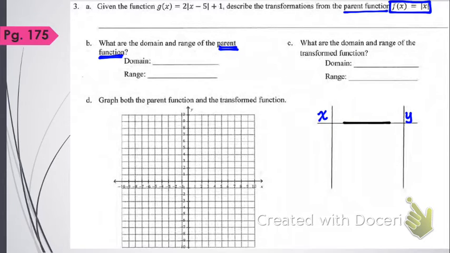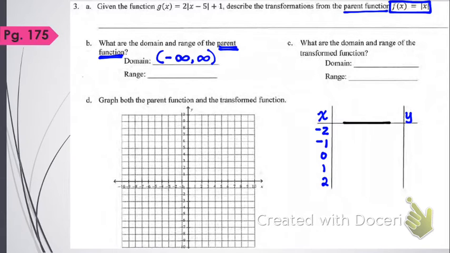So for my parent function, because we can pick anything we want to for x, -2, -1, 0, 1 and 2. Yes. My domain is all real numbers, negative infinity to positive infinity. And I like to pick my 5 favorites because they're easy for us to work with. -2, -1, 0, 1, and 2.